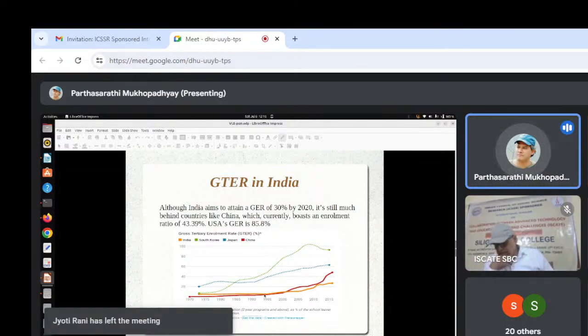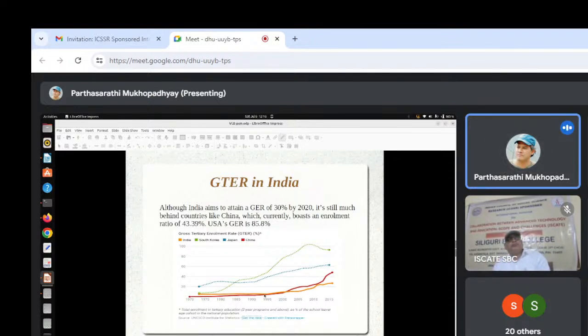Then some magic happened in China in 1994. What magic happened, I will explain. China made a quantum jump from 1994 onward. Now they are around 50 and we are still struggling with 28.4. Now you understand why NEP 2020 set our target to 50, so that we at least compete with our nearest rival in the international job market.